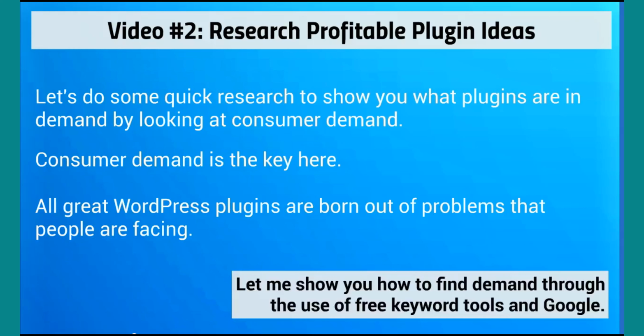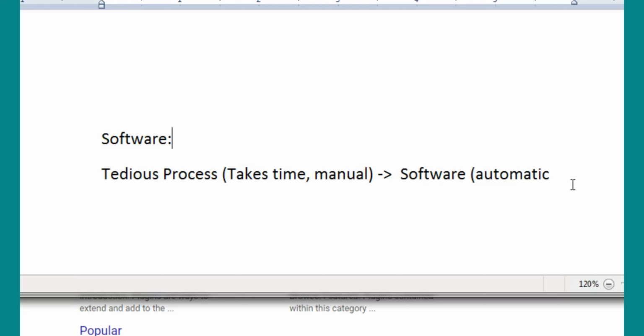So let me go ahead and show you how to find consumer demand through the use of free keyword tools and how to start with Google and research from that point on. Now, before I jump in and start talking about consumer demand, I want to talk briefly about what you should be looking for as you're looking for the consumer demand. Obviously, when it comes to any type of software or WordPress plugin, what you're trying to find is some sort of tedious process that takes time, and it's a very manual process.